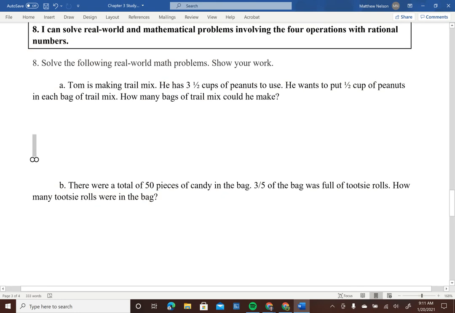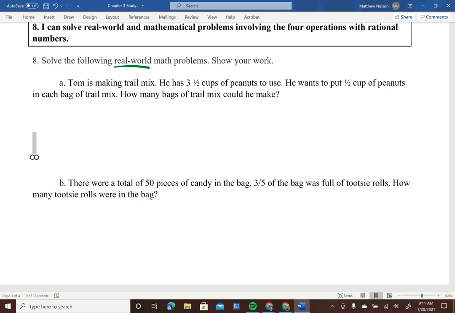So these are some real-world math problems. This is where we can apply the skills that we just learned to real-world situations. So we solve the following real-world math problem. Tom is making trail mix. Delicious. He has 3.5 cups of peanuts to use. So that's what we're starting with here, 3.5. He wants to put 1/2 cup of peanuts in each bag of trail mix. So we're going to divide that by the number of cups it takes to make each bag.